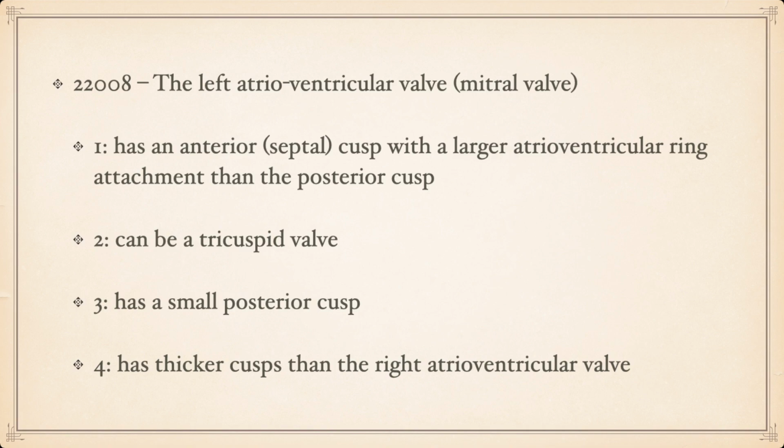Next question, another type X. The left atrioventricular valve, or mitral valve: 1, has an anterior septal cusp with a larger atrioventricular ring attachment than the posterior cusp. 2, can be a tricuspid valve. 3, has a small posterior cusp. 4, has thicker cusps than the right atrioventricular valve, also known as the tricuspid valve. I'll give you a chance to answer those.